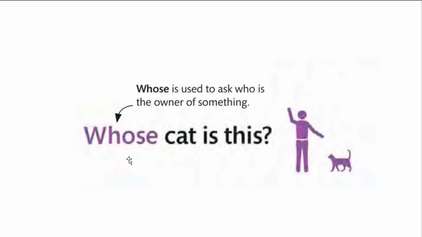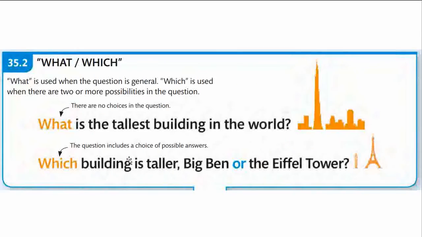Now let us see the next pointer that we have regarding questions. The use of what and which. Now when to use what and when to use which, and what is the difference between the two? What is used when the question is general. Which is used when there are two or more possibilities in the question.